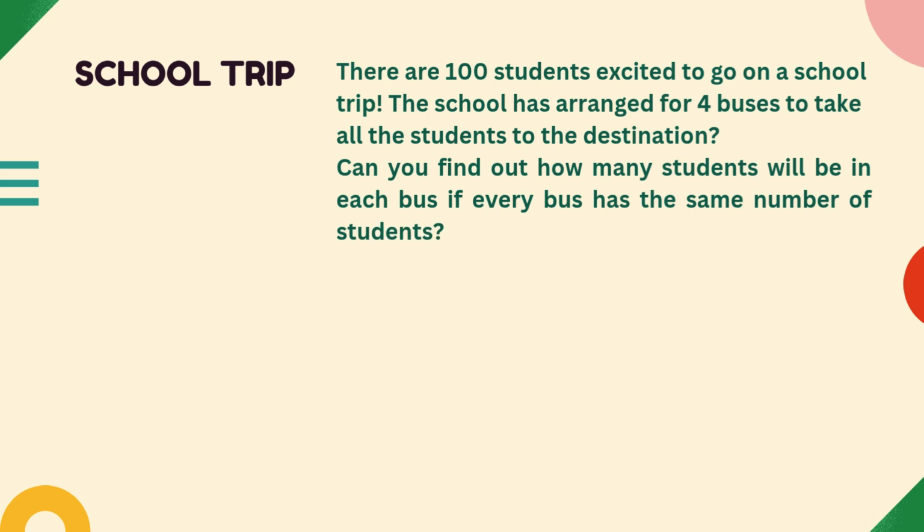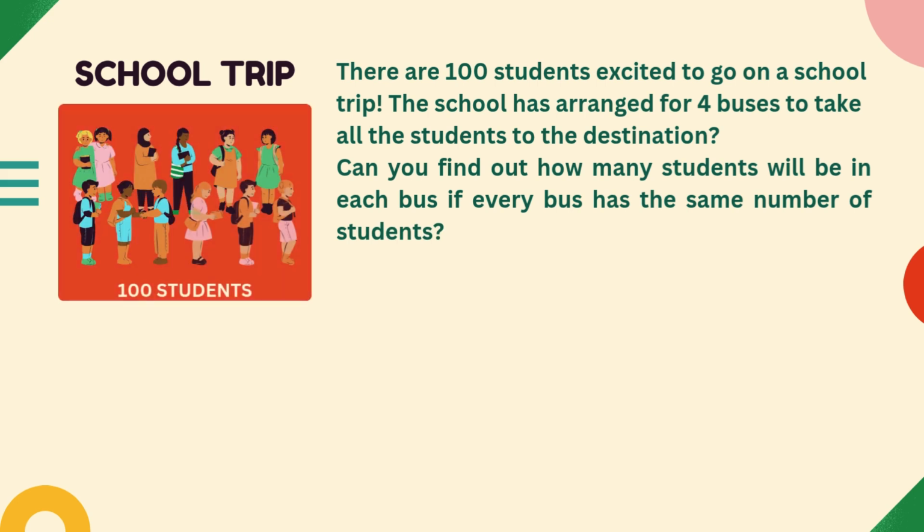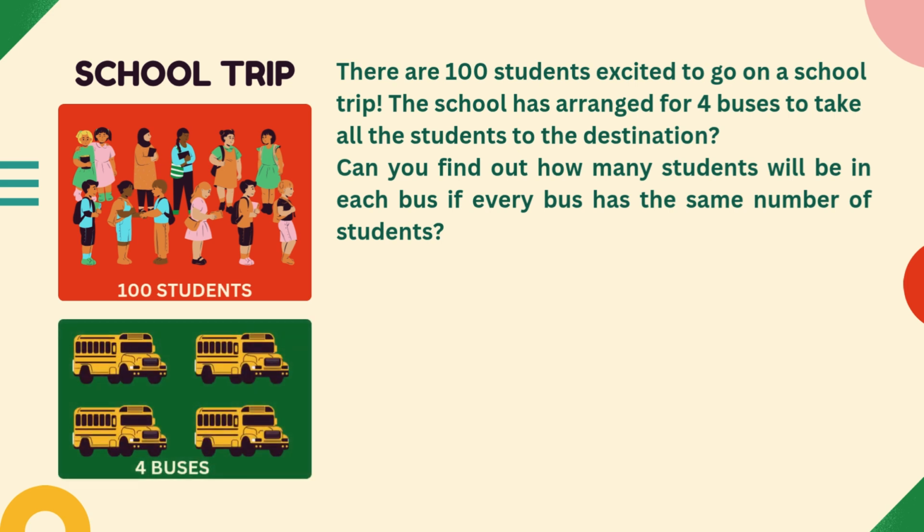There are 100 students in a school. They are all very excited to go on a trip. The school has 4 buses ready. We want to put the same number of students in each bus. How can we do that? We need to share them equally into the 4 buses.